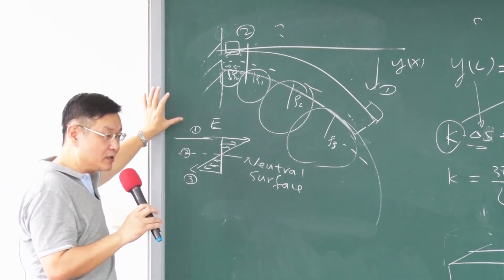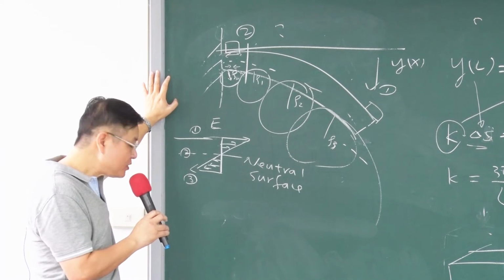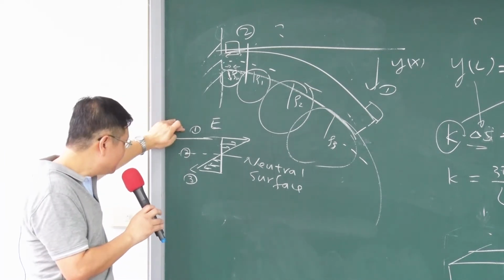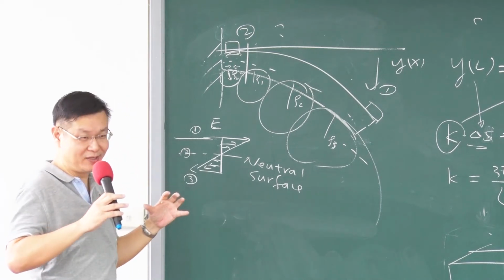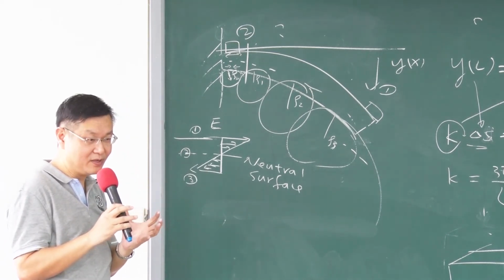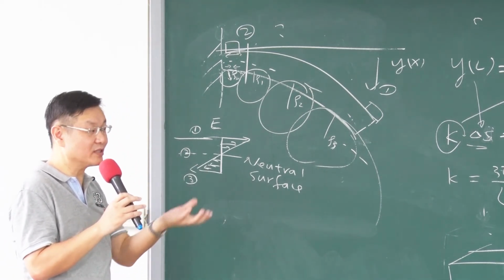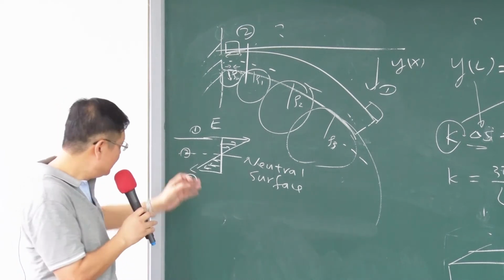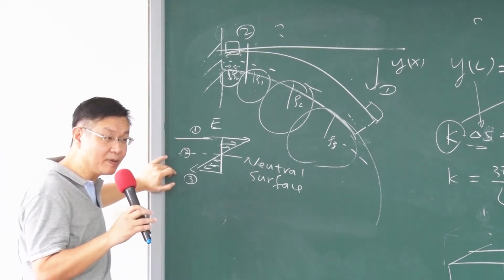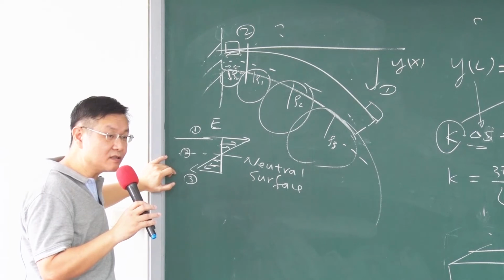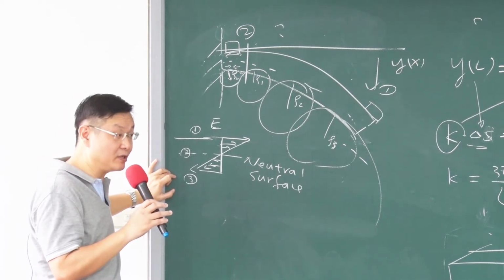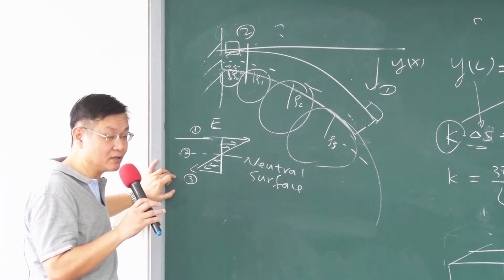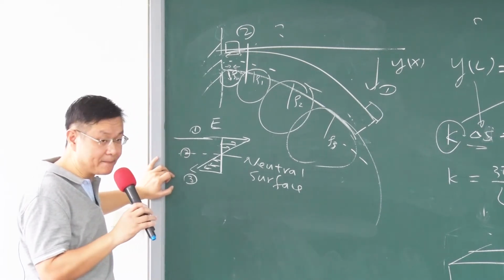So the answer is we can put the sensor either on the top or on the bottom, as long as they give you a large extension or compression. We need a large displacement to give a large signal. Remember, either on the top or the bottom is okay. It depends on the sensor type. Some sensors are more sensitive to extension, some are more sensitive to compression. It depends on your sensor, but either one is okay.